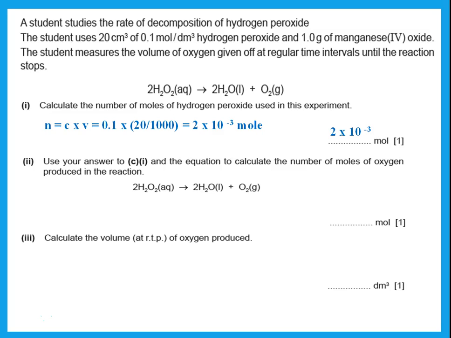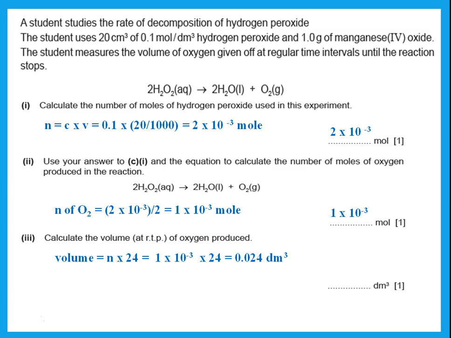Now use your answer and the equation to calculate the number of moles of oxygen. Now if this is the equation and I have a certain number of moles of H2O2, what would be the number of moles of oxygen? The equation says 2 will give 1. So the number of moles of oxygen should be half of what we got for the hydrogen peroxide. So this is the number of moles of oxygen. Now calculate the volume of oxygen. How do I get volume? Volume is number of moles times 24. So it is 0.024 dm³.